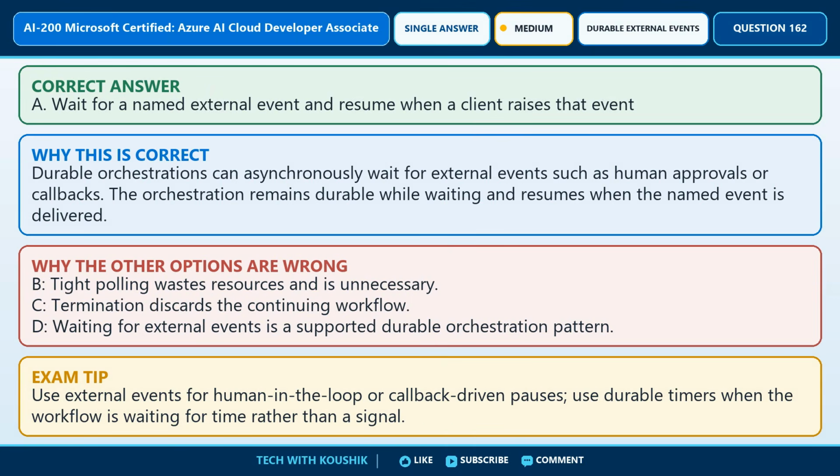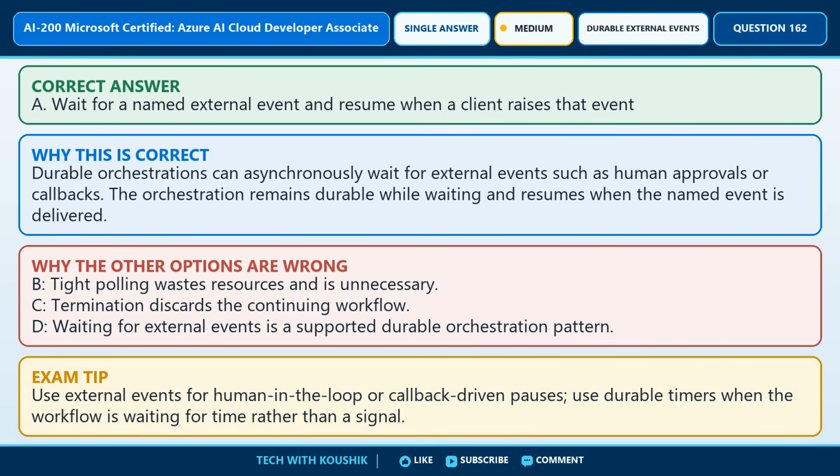After elimination, select option A. Wait for a named external event and resume when a client raises that event. Durable orchestrations can asynchronously wait for external events such as human approvals or callbacks. The orchestration remains durable while waiting and resumes when the named event is delivered.